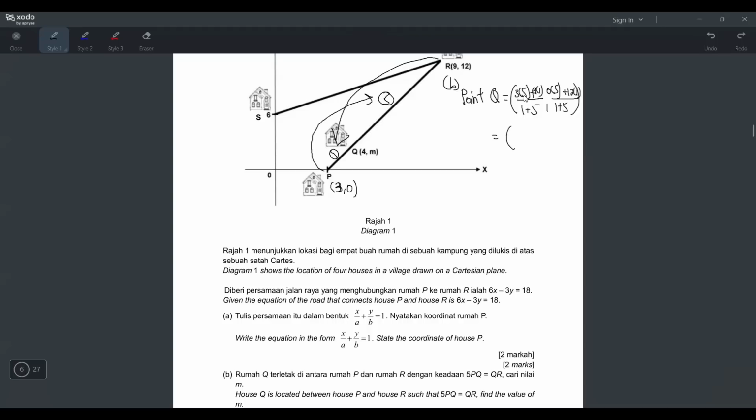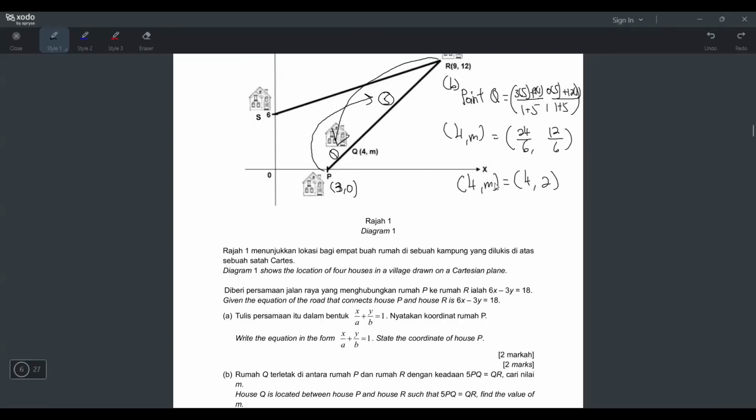3 times 5 is 15. 15 plus 9, 24. So it'll be 24 over 6. The other side, 0 times 5 is 0. 0 plus 12 is 12. 1 plus 5 is 6. And you end up with 4. And then 12 over 6 is just 2, right? Okay, now don't forget that you will have the point Q, right? Because point Q is 4, m. So here you can actually write 4, m. Here also you can write 4, m, right?